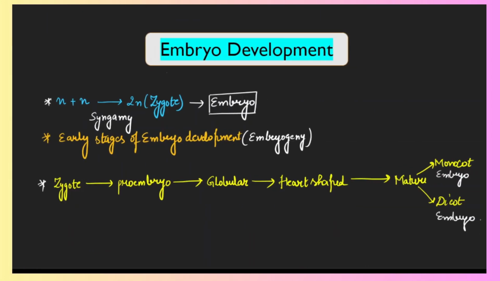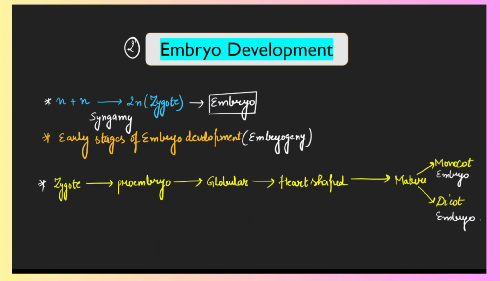Now, the second most important event under post fertilization is the embryo development. We have studied the endosperm development. Now we are going to discuss the embryo development. There are different kinds of embryo in different species of plants.